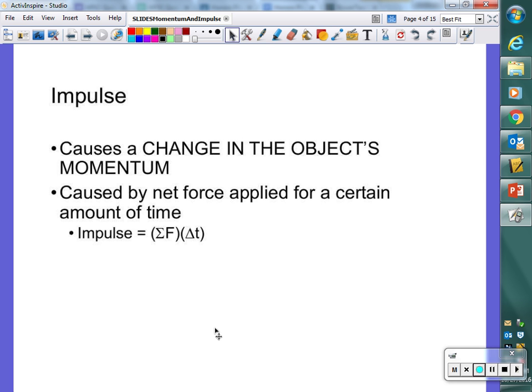Sorry, front side, Roman numeral number 2, letter D down at the bottom. The impulse is caused by a net force applied for a certain amount of time. The greater the net force or the greater the time we apply that force, the greater the impulse. Impulse is sigma F times T. You can throw the delta in front of the T if you want, or just make it T, that's fine too. Technically, time is an interval, so it's a delta T, but that's okay.